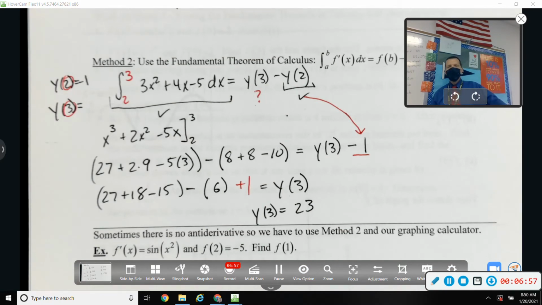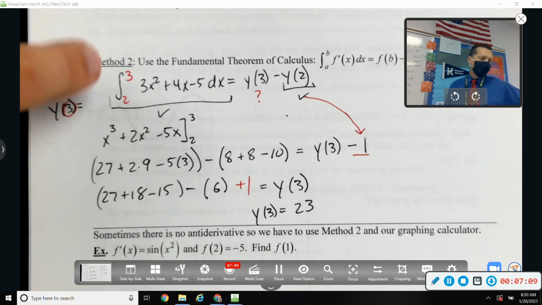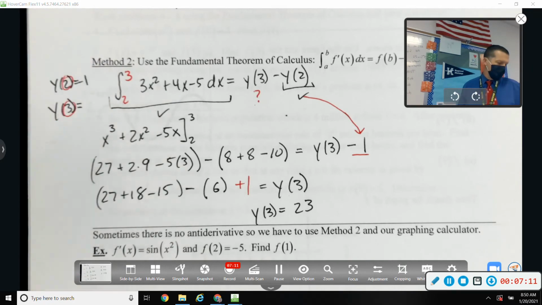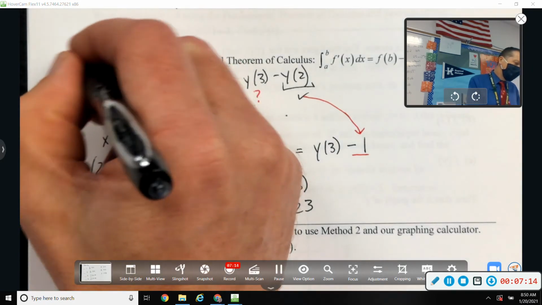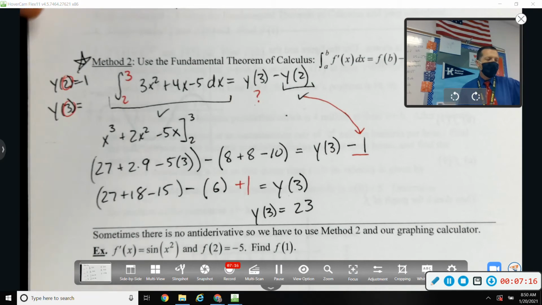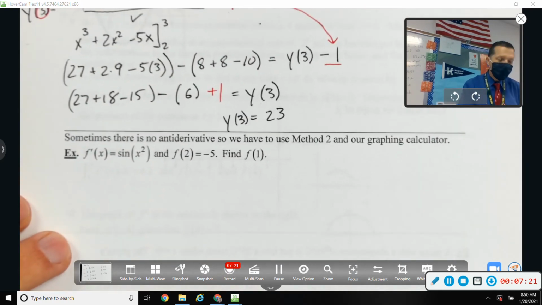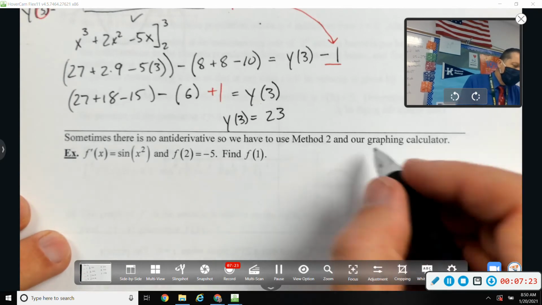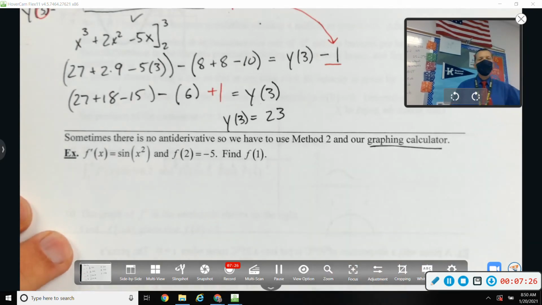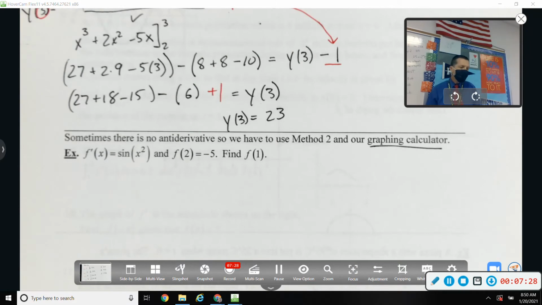So in method 1, we explicitly found c and used that to find the missing piece. In method 2, we sort of short-circuited around c because we could use the fundamental theorem of calculus. This is tricky, but we're going to get practice on method number 2 here, because it's a little bit quicker when you get the hang of it. Plus, you can do method 2 with a graphing calculator. Sometimes there is no antiderivative, so we have to use method 2.